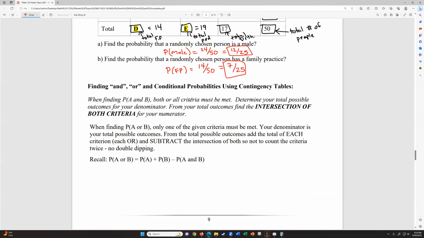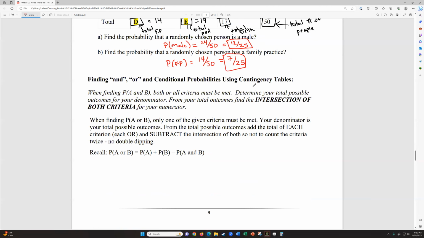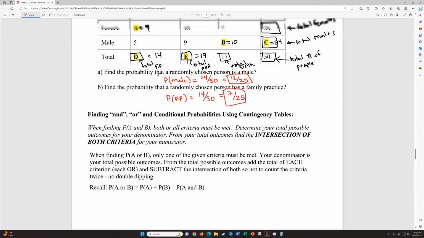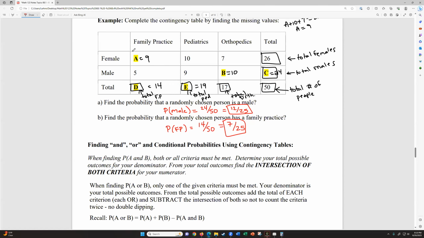Now let's talk about how we can use the and, or, and conditional probabilities to find the probability we need in a contingency table. So when finding P of A and B, both or all of the criteria must be met. Determine your total possible outcomes for your denominator, and then we find the intersection of our column and row that we're talking about. So if I wanted male and family practice, the numerator would be where they overlap, which is at 5. Okay, so 5 out of 50 would be male and family practice.